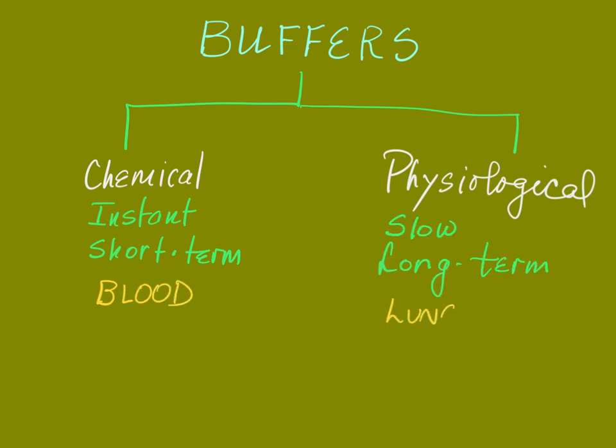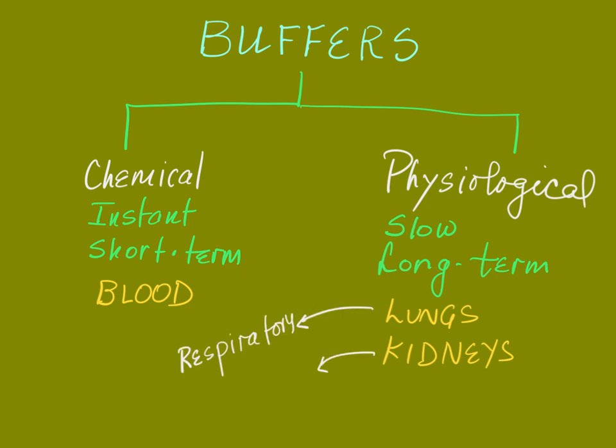Chemical buffers are in the blood. Physiological buffers take place in the lungs and the kidneys. The one that happens in the lungs is called the respiratory mechanism, and the one that happens in the kidney is called the renal mechanism.